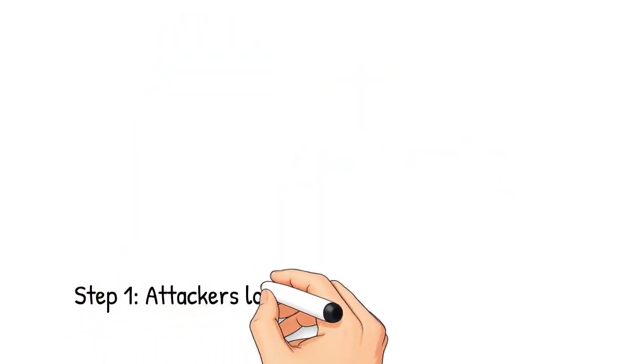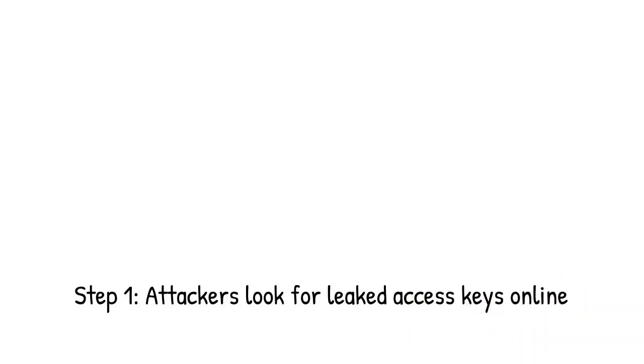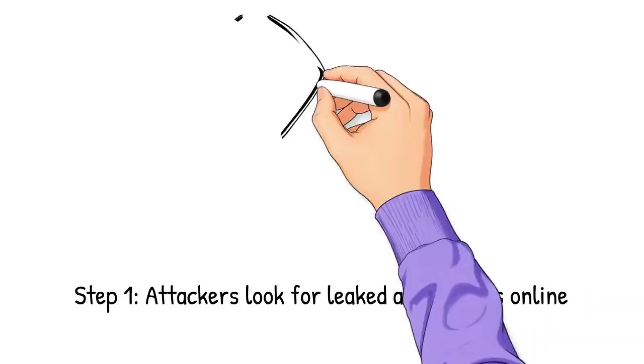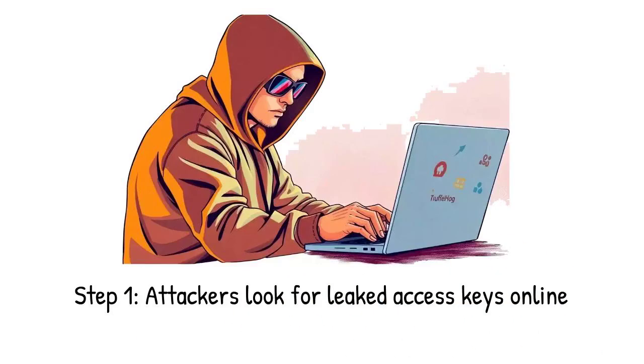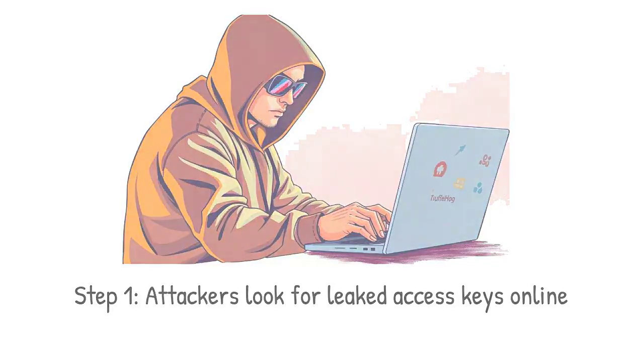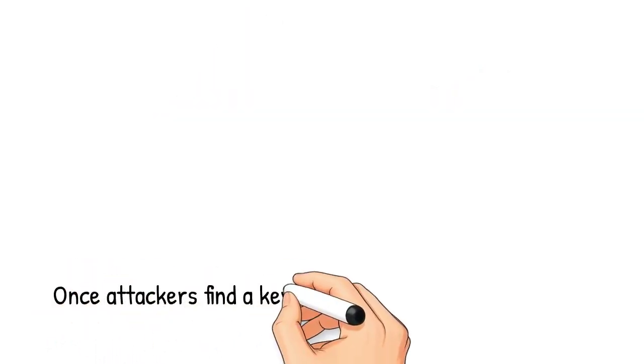Step 1. Find a leaked access key. Attackers scan GitHub, GitLab, Bitbucket, Pastebin, public S3 buckets, Docker Hub, Stack Overflow, developer forums. They use automated tools like Trufflehog, GitLeaks, Shhgit, AWS Key Hunter, Google Dorking. Once they find a key, they test it. If it works, the attack begins.